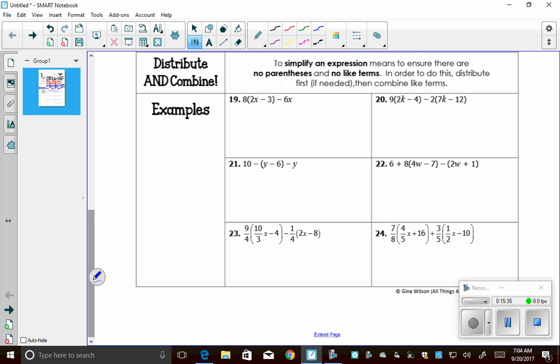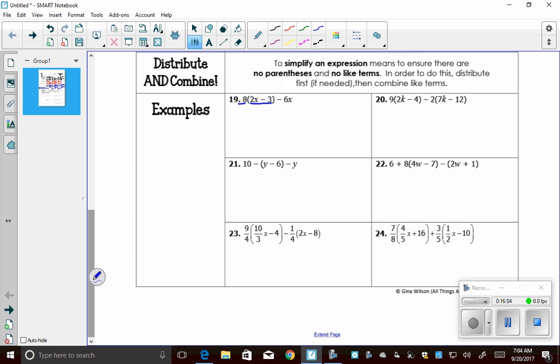So if we look at number 19, we have 8 parentheses 2x minus 3 parentheses minus 6x. Listen carefully. You only distribute inside the parentheses. If there are numbers outside the parentheses, do not distribute. So for this problem, all I'm going to do is multiply 8 by 2x minus 3. Leave the negative 6x alone for now.